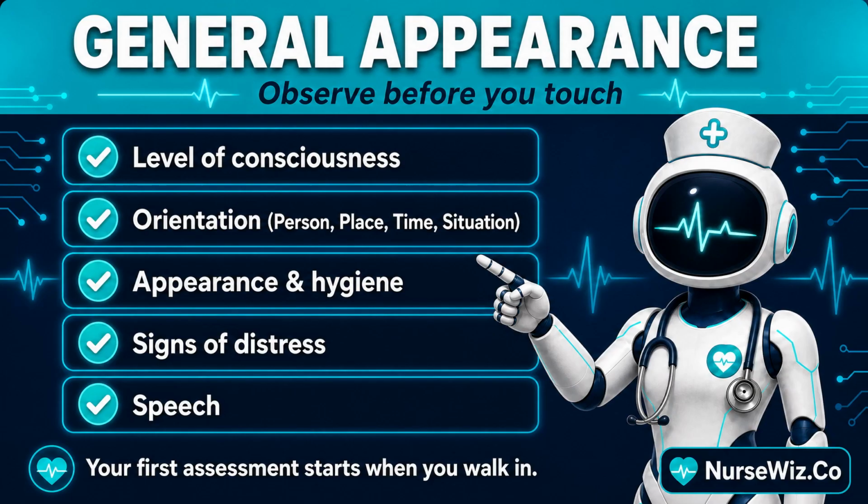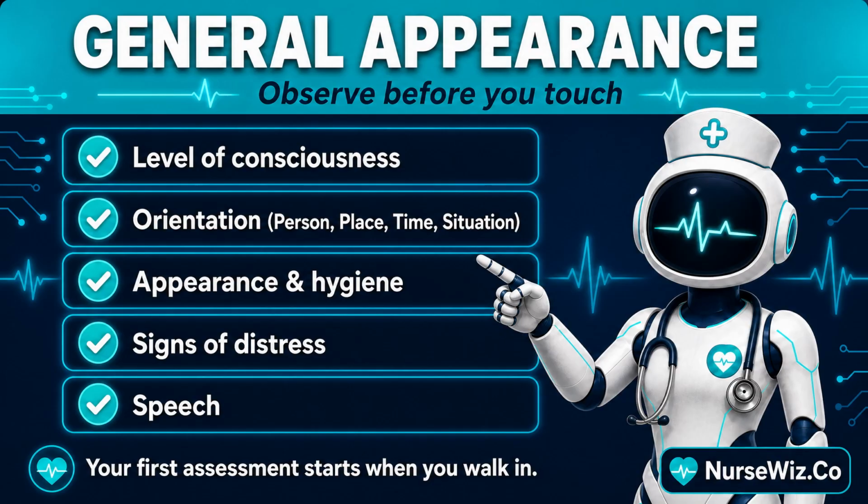Before you touch your patient, simply observe. Your first assessment starts the moment you walk into the room. Look at level of consciousness. Assess orientation to person, place, time, and situation. Look at general appearance and hygiene. Look for any signs of distress. Listen to how your patient speaks.